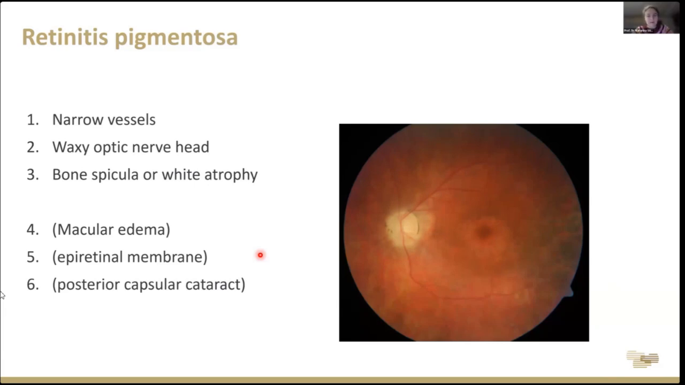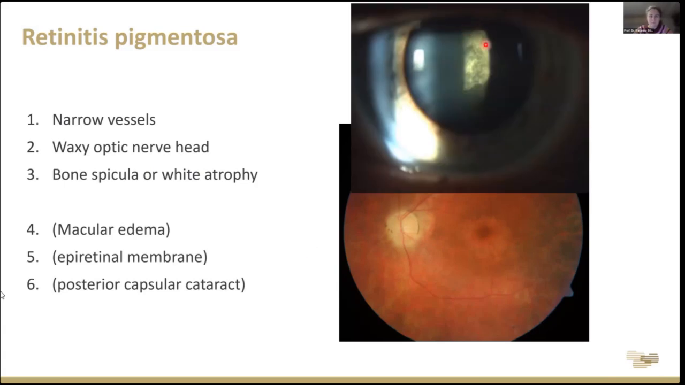Accompanying problems, again, are possible here, all what we know from retinitis pigmentosa: narrowing of vessels, dysfunction of the retinal vascular system, waxy optic nerve head, especially in the later stages, and bone spicule or wide atrophy, as we have shown before. Macular edema or epiretinal membranes are common too with retinitis pigmentosa, especially in early or middle stages, and the posterior capsular cataract that can be solved with cataract surgery.